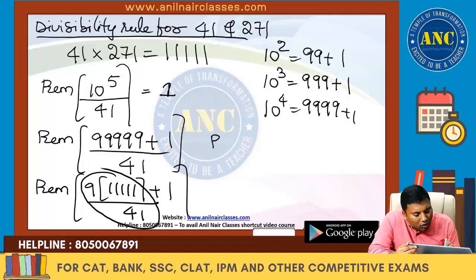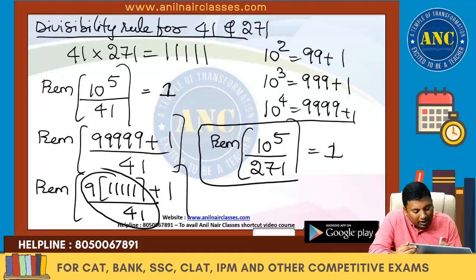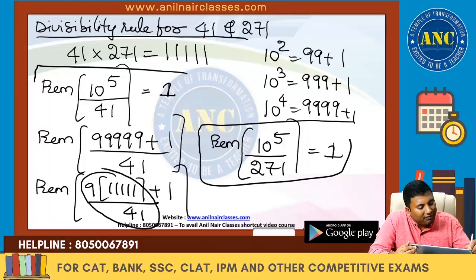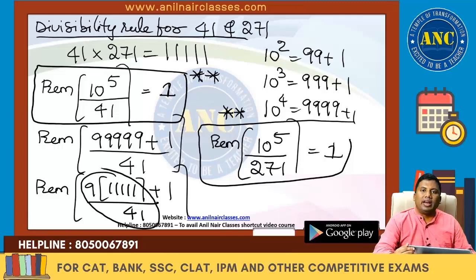Same thing also holds good for 271, because 271 is also a factor of 5 ones. That also has given you 1. Please make a note of it. 10 power 5 divided by 41 leaves remainder 1, or 10 power 5 divided by 271 leaves remainder 1. Got the idea?